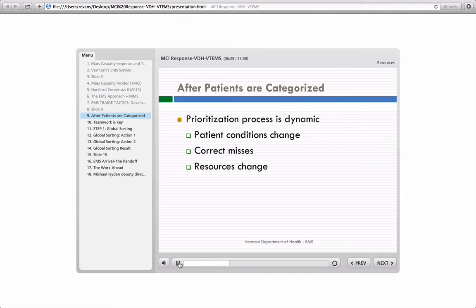It's important to remember that the prioritization process outlined in the concept of triage is a dynamic process. After patients are initially categorized, there will be a need to go back and reassess and perhaps recategorize them based on changes to their clinical condition or based on the work that was done previously. Also, remember that resources available are constantly shifting in a large complex event like this. We want to make sure we're appropriately matching resources and using them efficiently to offer the greatest care to the greatest number of patients.